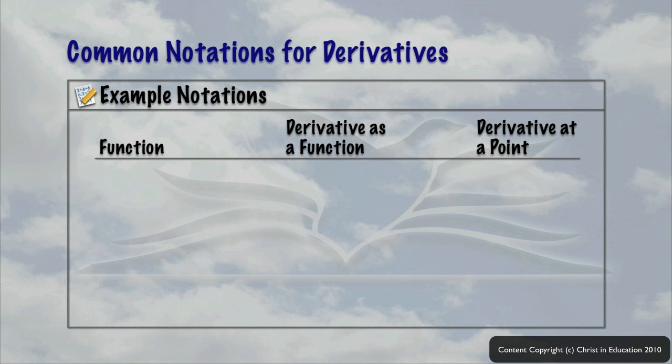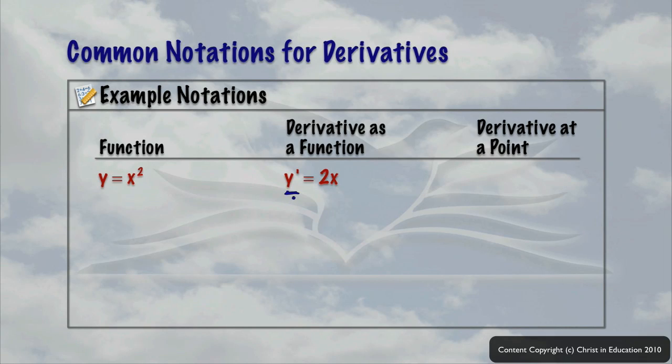So we're not finished yet. Let's have a look at another function. Here I have y equals x squared. How would I write the derived function of y equals x squared? Well, this is simple. I can just write that as y prime. This is actually one of my preferred ways of writing derivatives, y prime. So here I have y prime equals 2x.